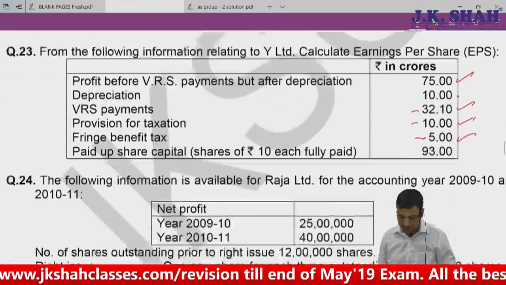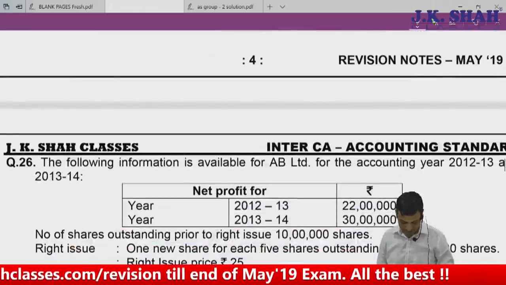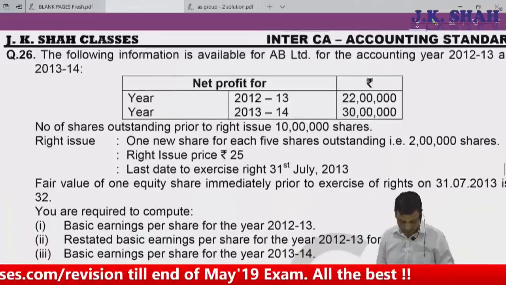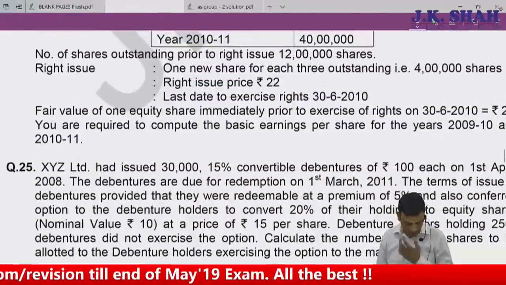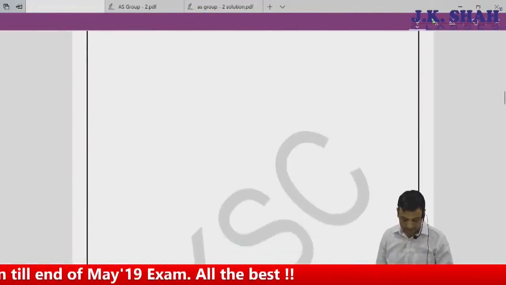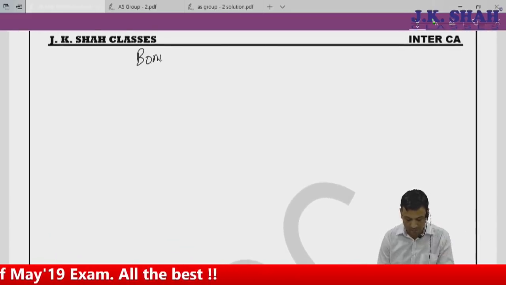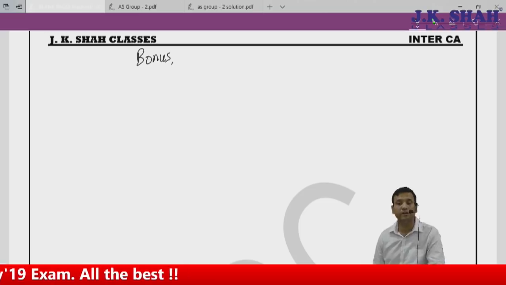I can go for the next question. Okay, they are all related to some new stuff. I will do another area: if there is a bonus, then what is to be done?